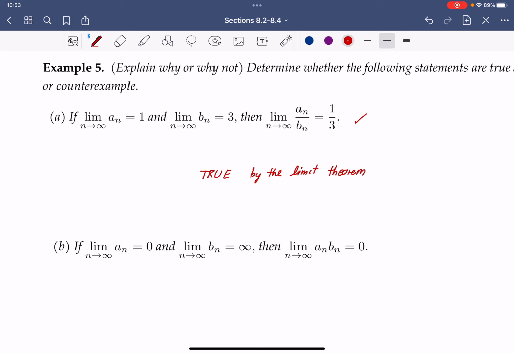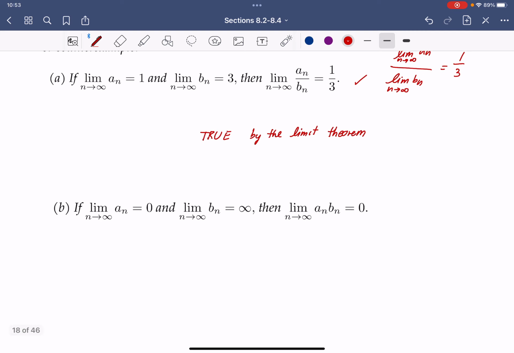Because when you see limit a_n over b_n, you can say this is actually limit a_n over limit b_n, and then it's going to be 1/3, because it's 1 over 3. Simple like that.